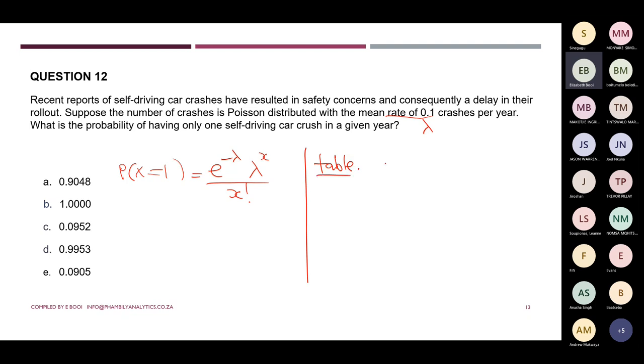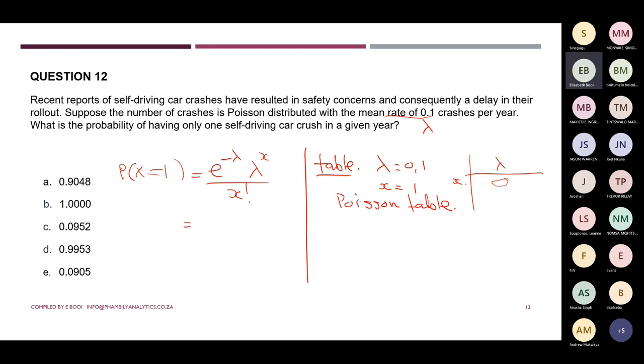On the table, you need to find your lambda of 0.1, and you need to find the X of 1 on the Poisson table. So on the table, you will find your lambda there, and you will find your X values there. And where they meet, that is your probability.